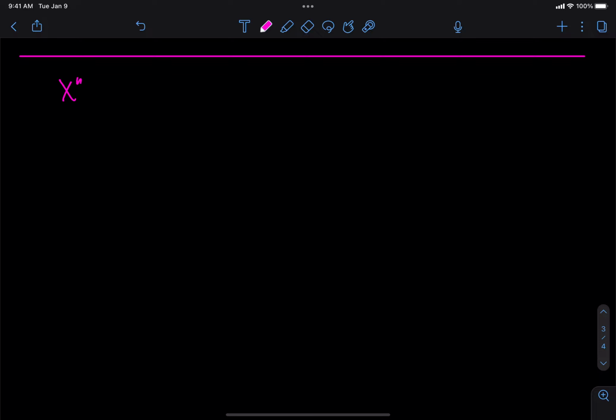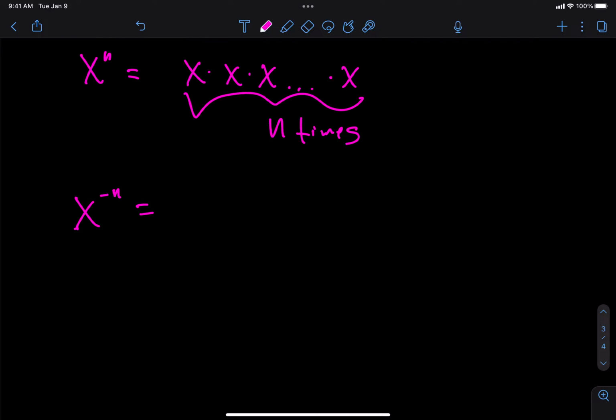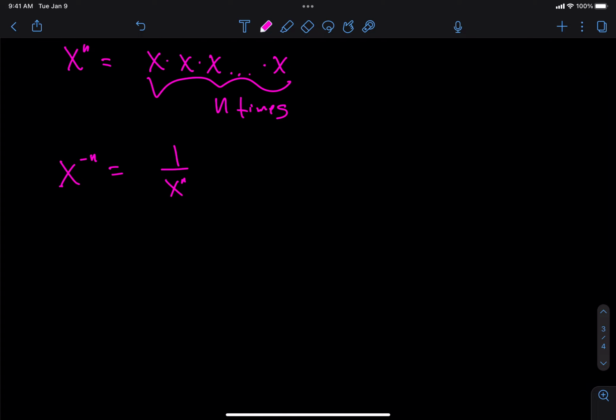It says that x to the n is defined to be just x times x times x dot dot dot times x, where I have n of them. Okay, how about x to the minus n? How do I define that? I define that as 1 over x to the n. And x to the n is defined above, so I won't write this out again, but it's 1 over x to the n. All right, how about x to the 0? What's that going to be? 1, no matter what x is.